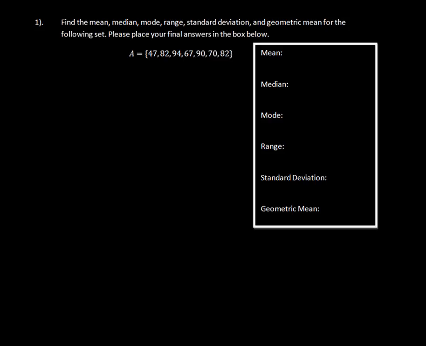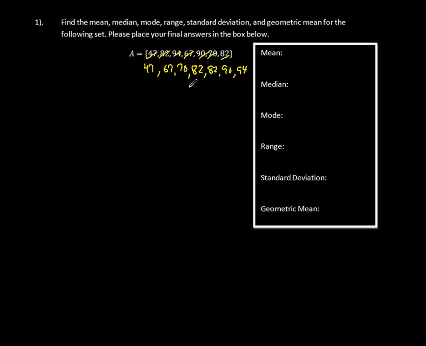Doing your mean, median, mode, range, standard deviation, and geometric mean all measure central tendency. First, I would take this set and put it in least to greatest order: 47 the lowest, 67, 70, 82, 82 again, 90, and 94. Get them in the right order to start. That just makes everything easier because I can read off a lot of these very simply.